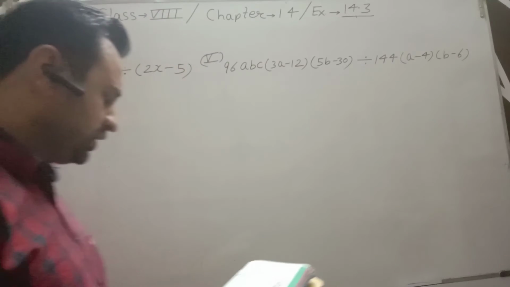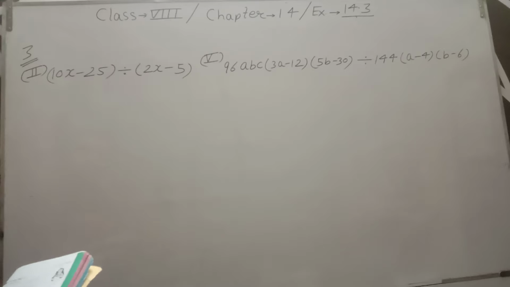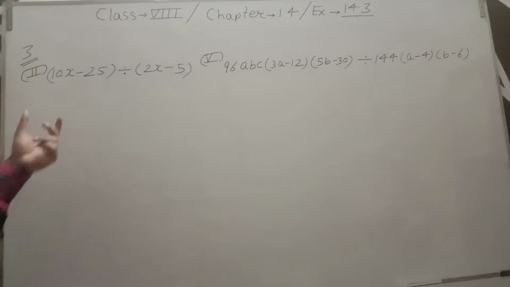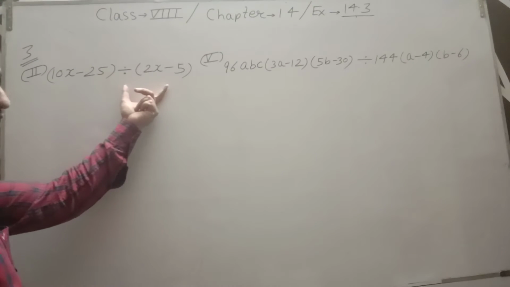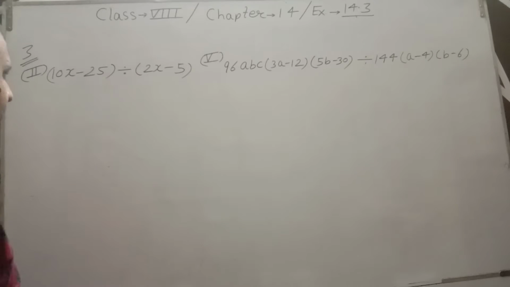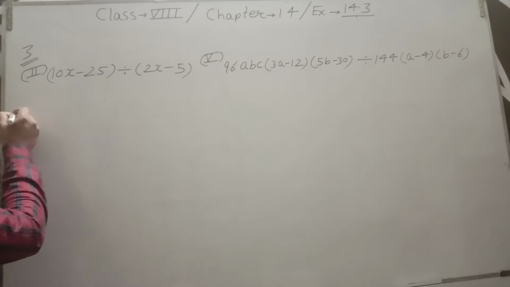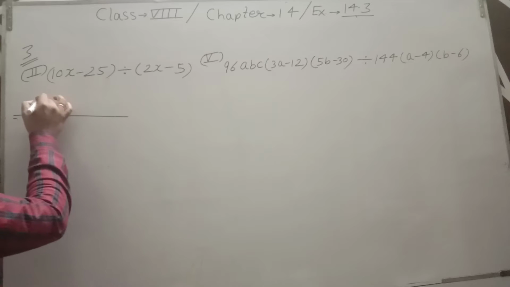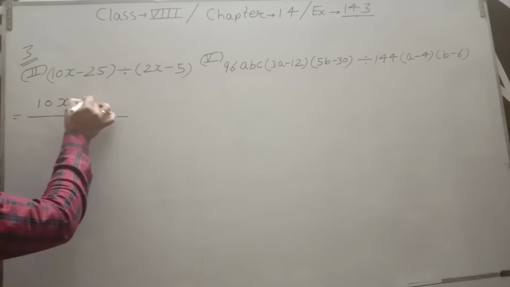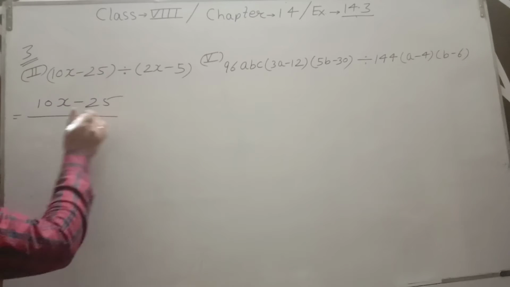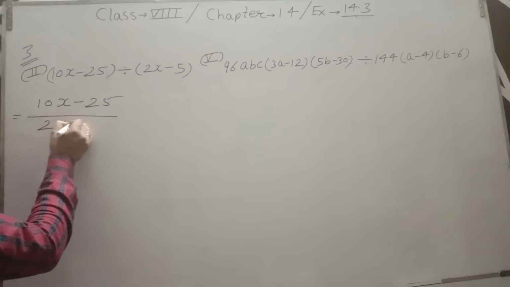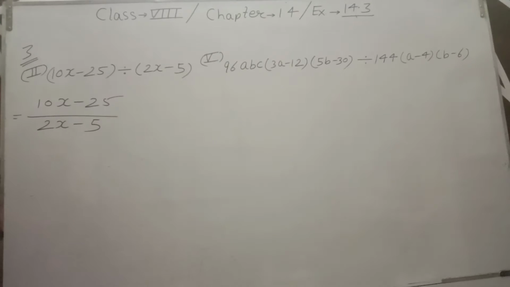Question number 3 contains a total of 5 parts, and we will note down part number 2 and part number 5. In this question we observe that we have to divide a binomial by a binomial. So how can we simplify it? Firstly we note down 10x minus 25 in the numerator and 2x minus 5 in the denominator.